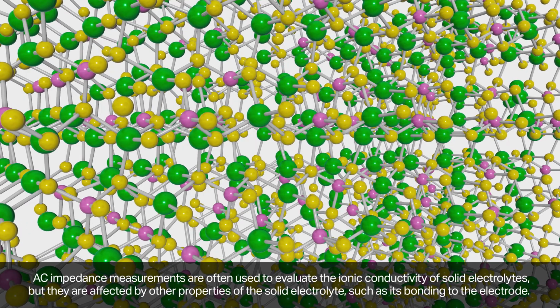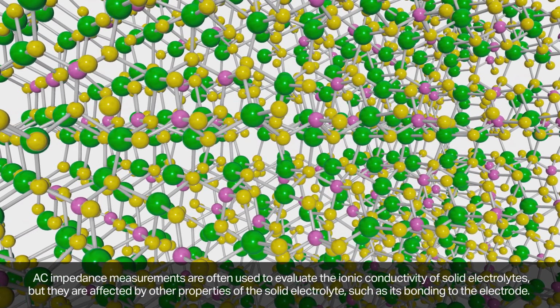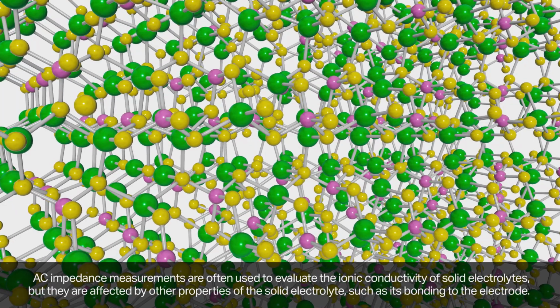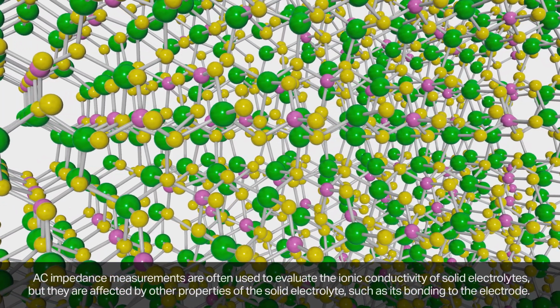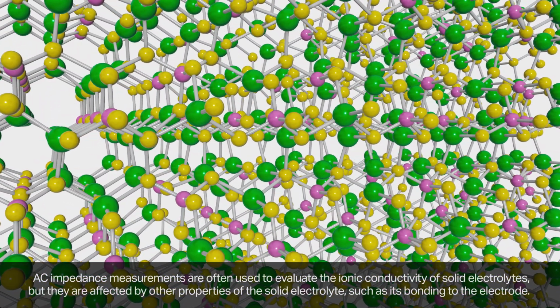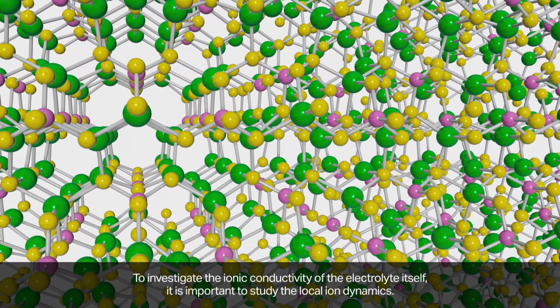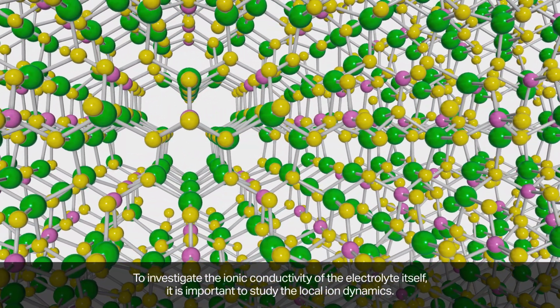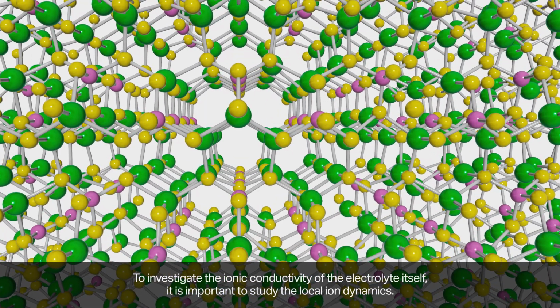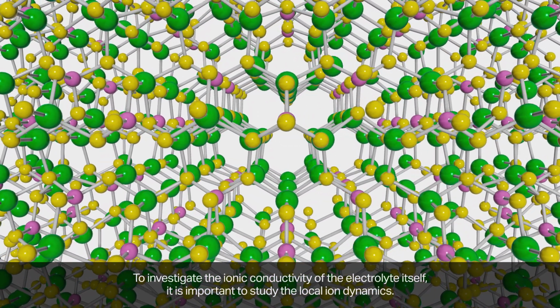The ion dynamics of solid electrolytes in LIBs. AC impedance measurements are often used to evaluate the ionic conductivity of solid electrolytes, but they are affected by other properties of the solid electrolyte, such as its bonding to the electrode. To investigate the ionic conductivity of the electrolyte itself, it is important to study the local ion dynamics.